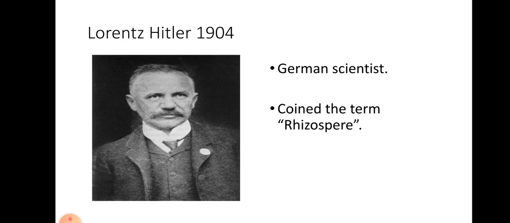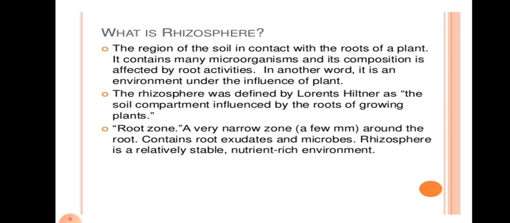The term rhizosphere was first coined by Lorenz Hiltner in 1904. He was a German scientist. What is a rhizosphere? The region of the soil in contact with the roots of a plant is known as rhizosphere. It contains many microorganisms and its composition is affected by root activities. In other words, it is an environment under the influence of the plant. The rhizosphere was defined by Lorenz Hiltner as the soil compartments influenced by the roots of growing plants.